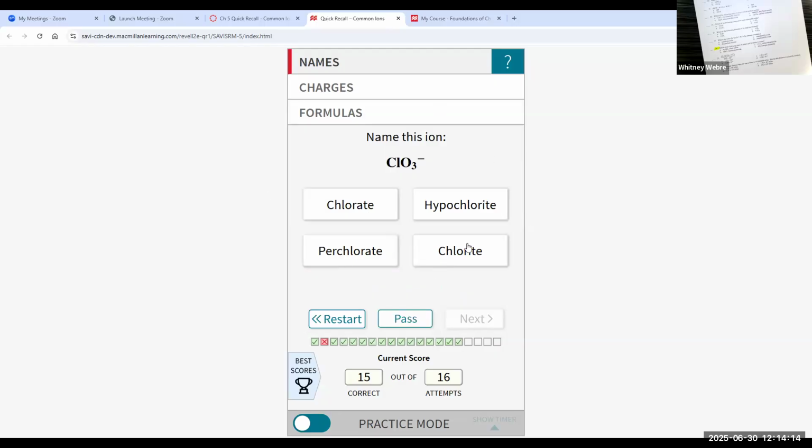What do y'all think? Yeah, we just did it, but it's on your head. It's chlorate. Like 20 minutes ago it was confusing, but now that y'all have seen it, you know exactly what it is. All right, what is it? Fluoride. It's not fluorine. It has an ion. All right, what is it? Fluorite. Yes. What is it?